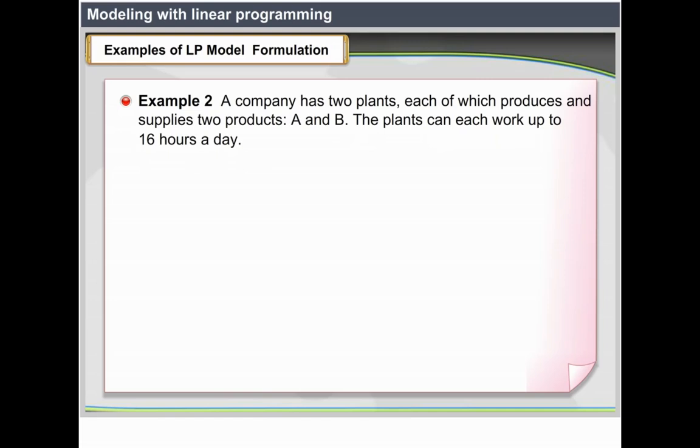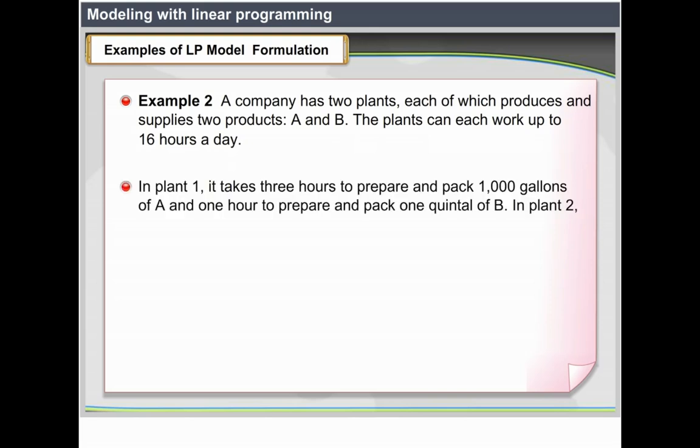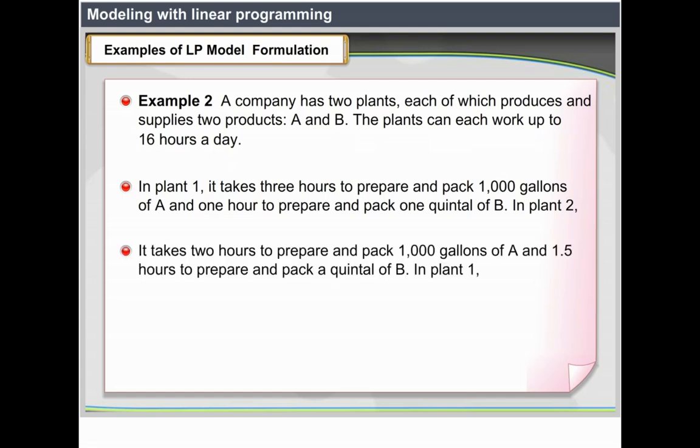Example 2. A company has two plants, each of which produces and supplies two products, A and B. The plants can each work up to 16 hours a day. In plant 1, it takes 3 hours to prepare and pack 1000 gallons of A and 1 hour to prepare and pack 1 quintal of B. In plant 2, it takes 2 hours to prepare and pack 1000 gallons of A and 1.5 hours to prepare and pack a quintal of B.